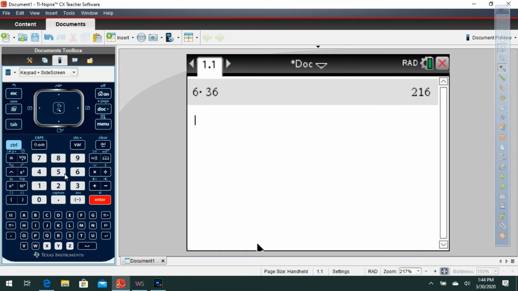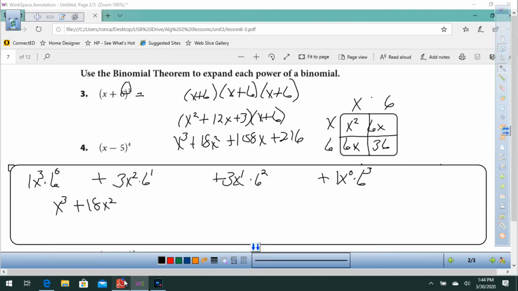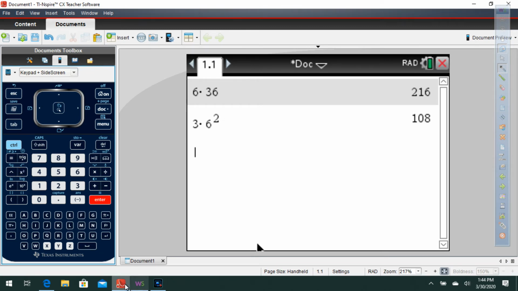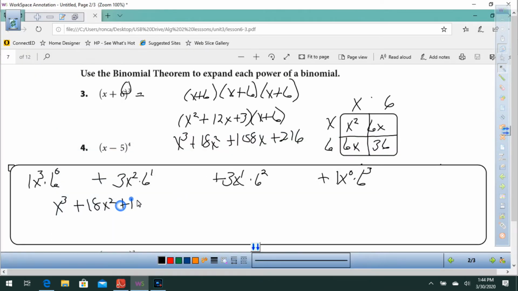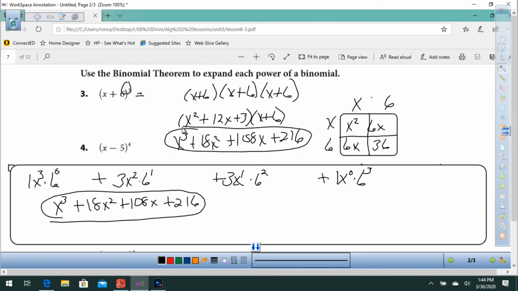Let's do it in the calculator. We have 3 times 6 squared, is that right? 3 times 6 squared, it is. And that's 108, plus 108x. And in here we just have 6 to the third power, and we know that is 216. Notice we got the same answer here as we got here, okay? What we did was we used an algorithm, and that's a big word, we used an algorithm of Pascal's triangle to cube this right here. That's all we did.